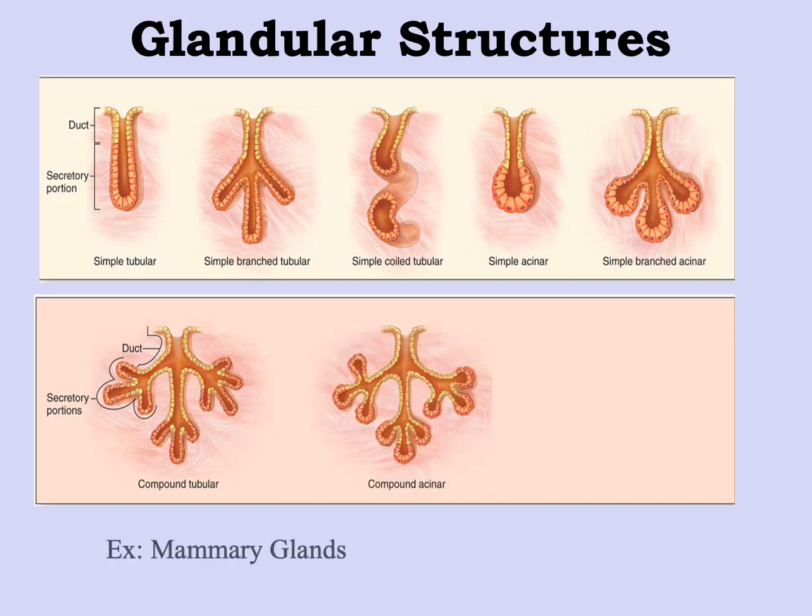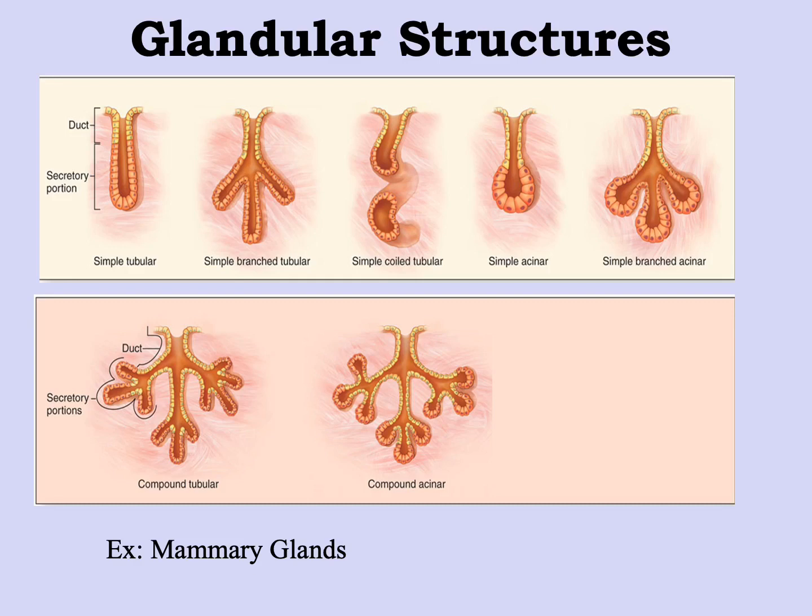The next type is the compound acinar. And in the compound acinar, what we're doing is we're exchanging the tubular part for an acinar part at the end of all of this branching network. We see these within the sinusoidal lobules of the mammary glands.